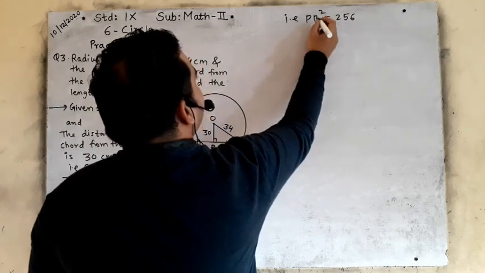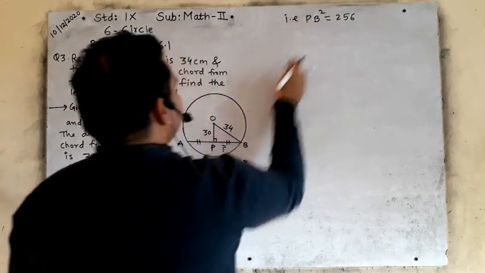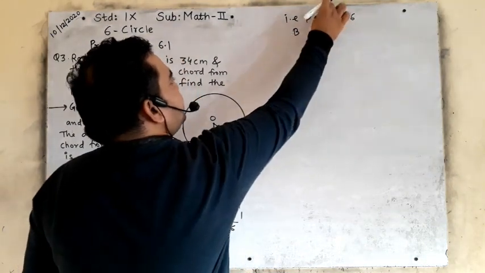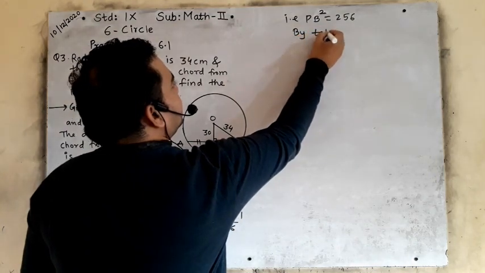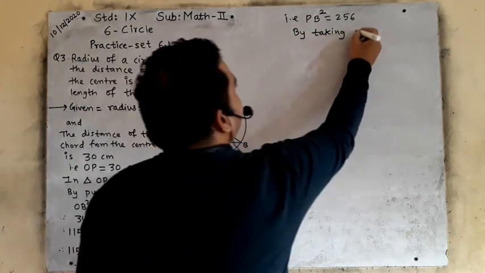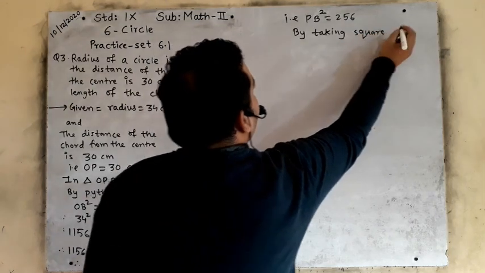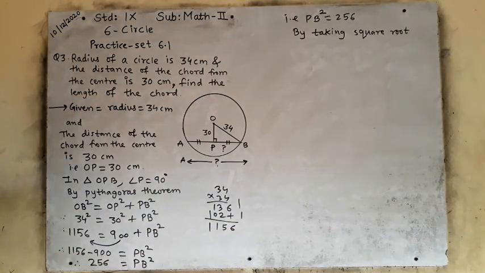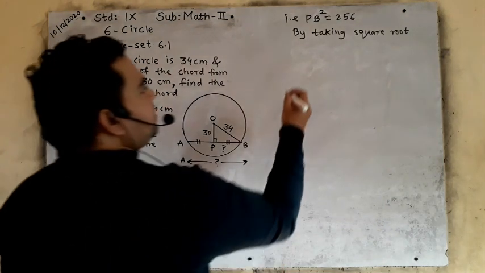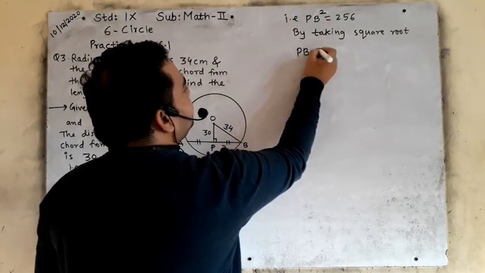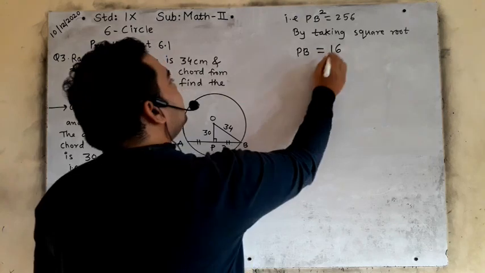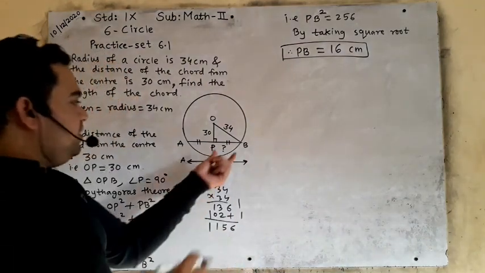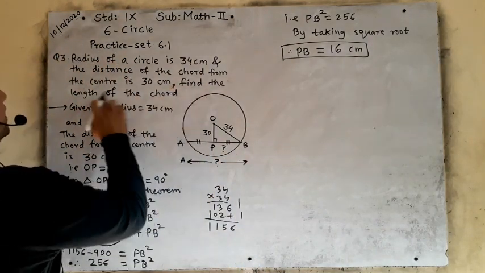So my dear students, do we want PB square or only PB? We want only PB. So we will take the square root. 256 is the square of which number? 16. By taking the square root, PB is equal to 16 centimeter. So PB is 16. And what is to be found? Find the length of the chord.